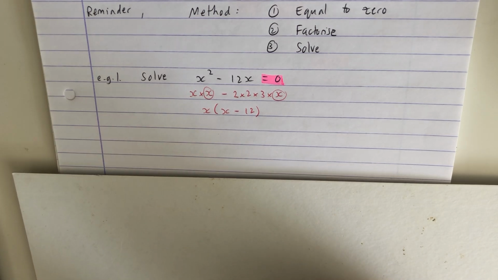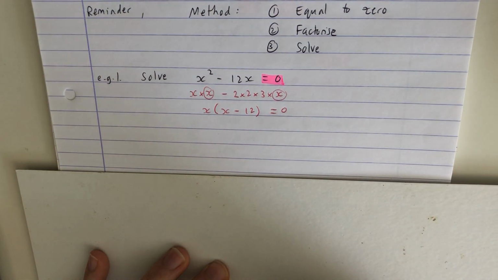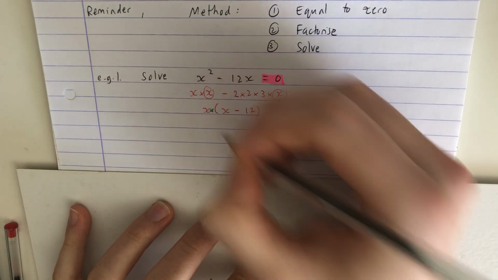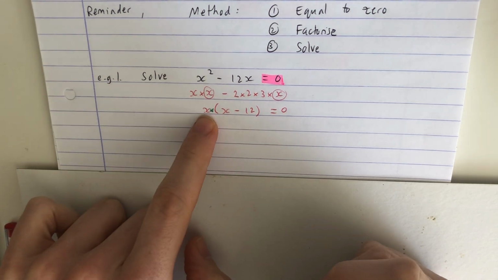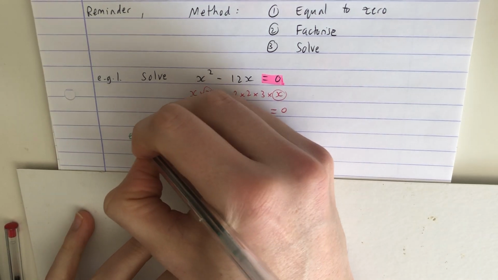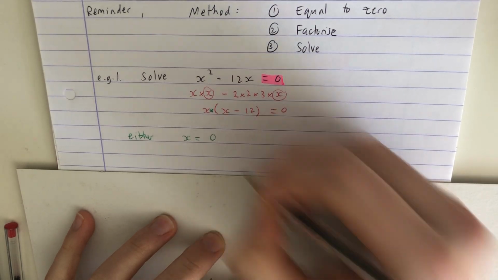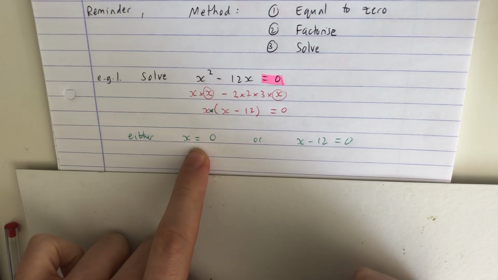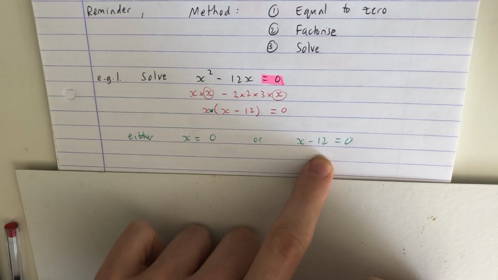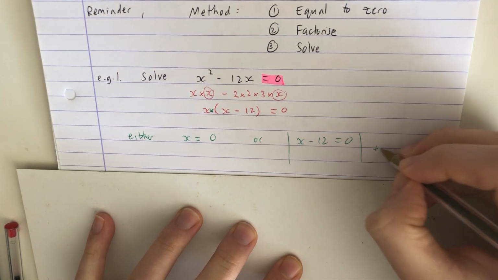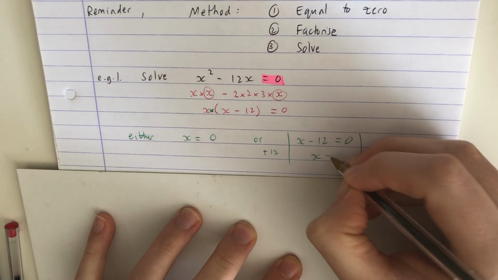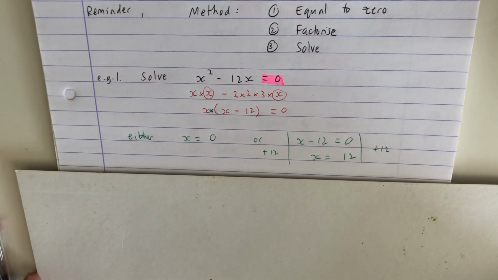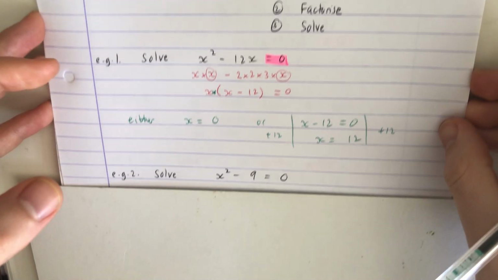Then the third step is solve. Remember, this is equal to 0. Use the logic of you've got two things, there's a times sign there, x times this is equal to 0, either the first thing is equal to 0 or the second thing is equal to 0. This equation is already solved for you. This one, we have to do it by adding 12. x is equal to 12. So two answers, x is 0 and x is 12.